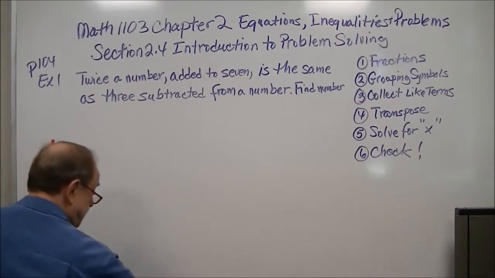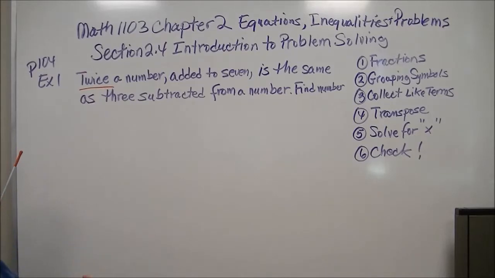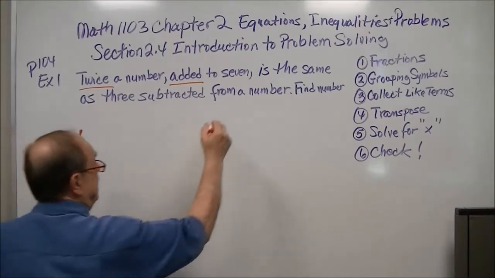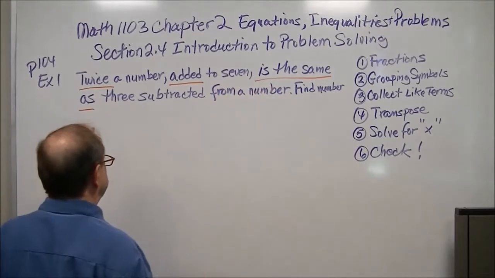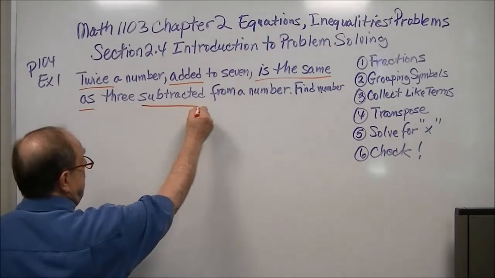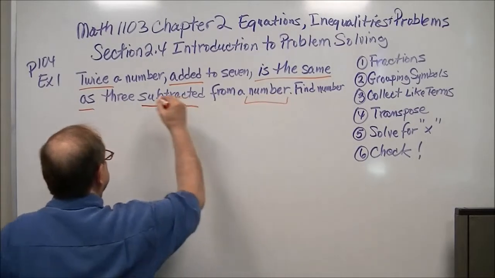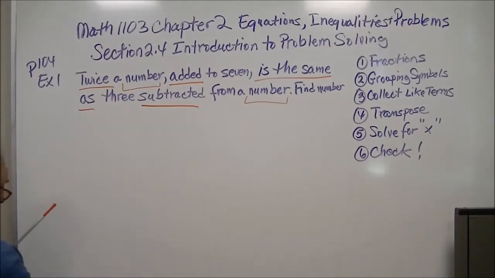Let's pick some out here. So twice means 2 times. Added, we're going to do a sum, is the same as, that was the equal sign, then we have subtracted from a number. Well, our number is going to be our variable. Now often when you do a problem like this, you have to read it more than once to gain mastery of what they're trying to ask you to do.